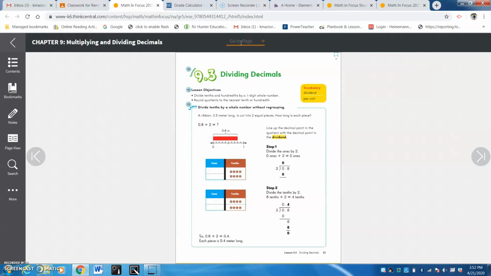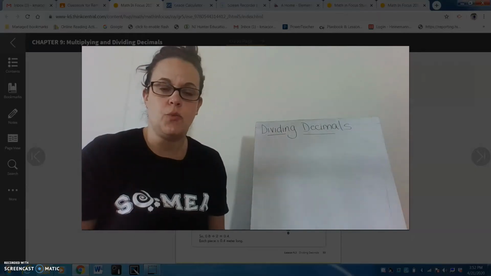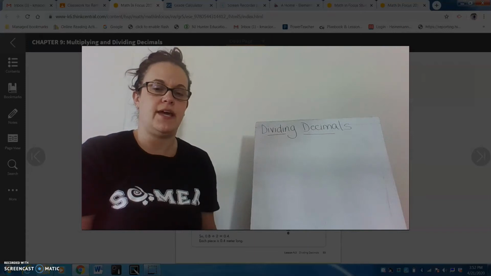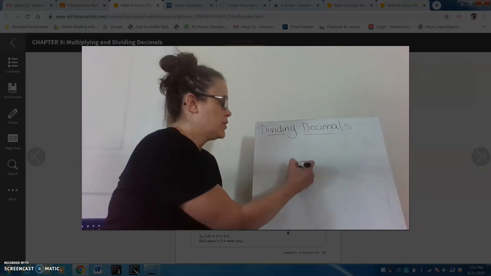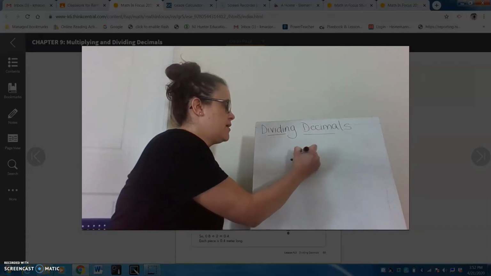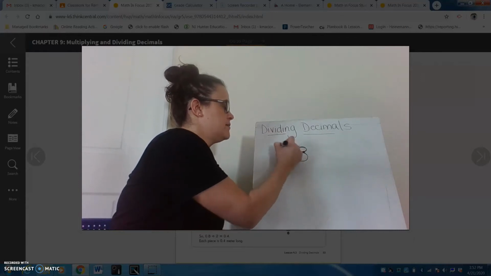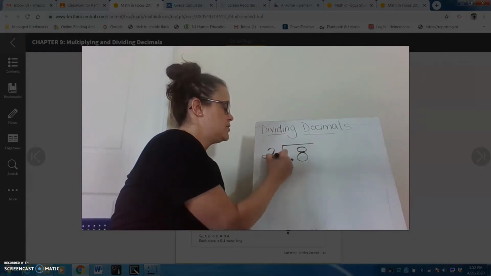Okay, so this is a helpful tool for you if you get stuck with the strategies of dividing decimals. You can come here, you can read through pages 53 to 60 all the way through, and you can see step by step how to divide decimals. Okay, so let's get started with our actual demonstration lesson for today, dividing decimals. And we're going to start with 8/10 divided by 2.